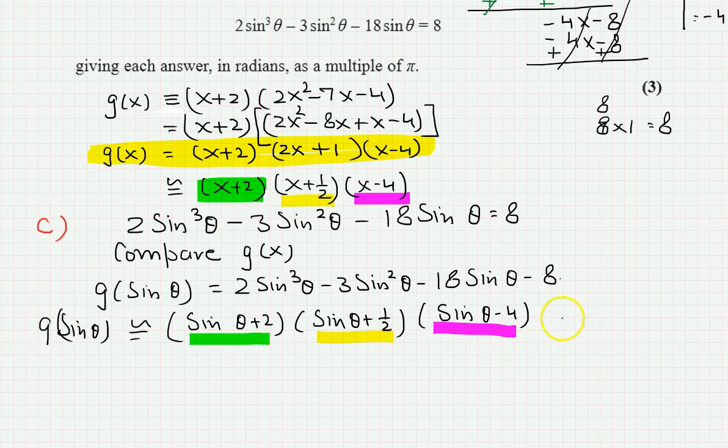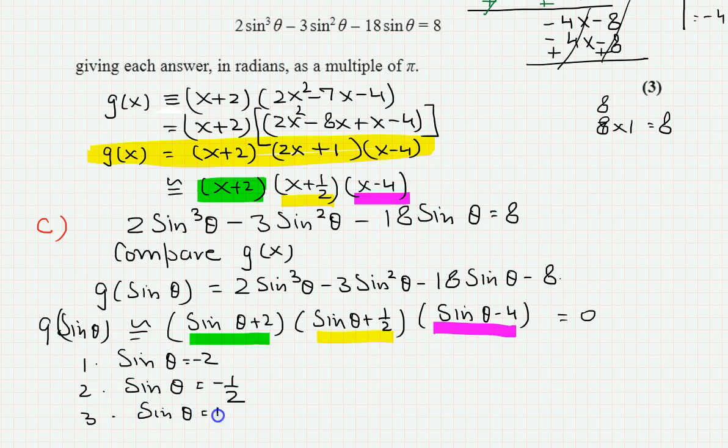Now it is equal to 0. So we have the solution number 1: sine theta is minus 2. Second solution is sine theta is minus half. And third solution is sine theta is equal to 4. From here, sine theta plus 2 is 0, so sine theta is minus 2. Sine theta plus half is equal to 0, so sine theta is minus half. Sine theta minus 4, so sine theta is equal to 4. So we have these three solutions.